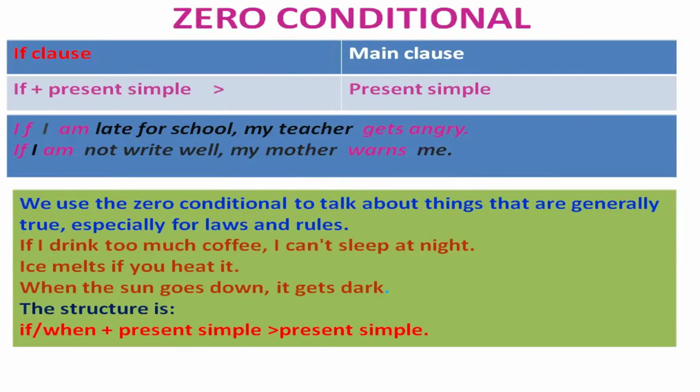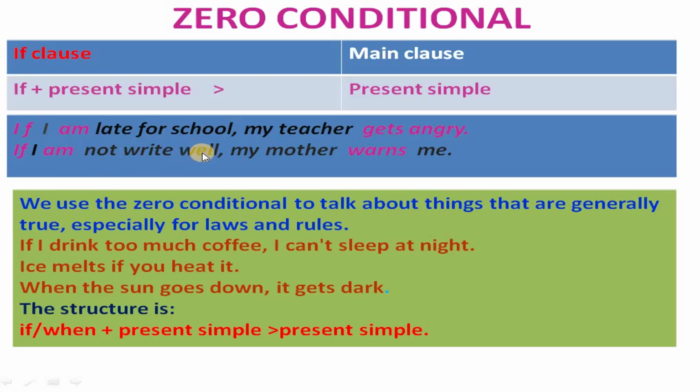The first one is zero conditional, with an if clause and a main clause. In the if clause, it is if plus present simple. The main clause also stays in present simple. For example, if I am late for school, this is simple present tense, my teacher gets angry, this is also simple present. So that's right, it's zero conditional. Here simple present tense, here also simple present. There is no change. That means in zero conditional, nothing changes, it stays as it is.